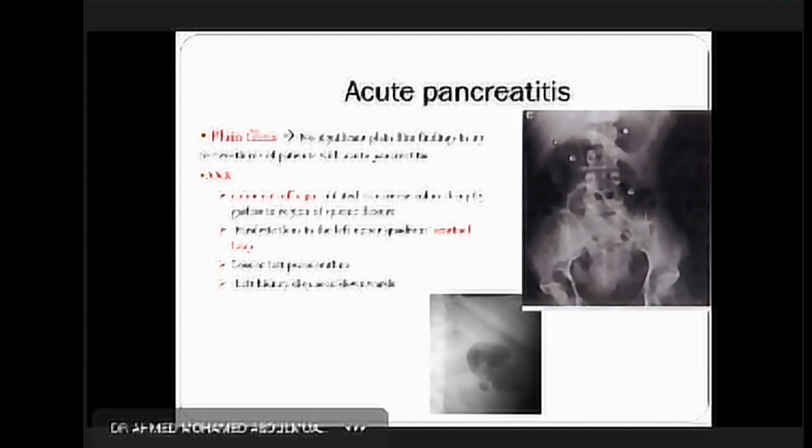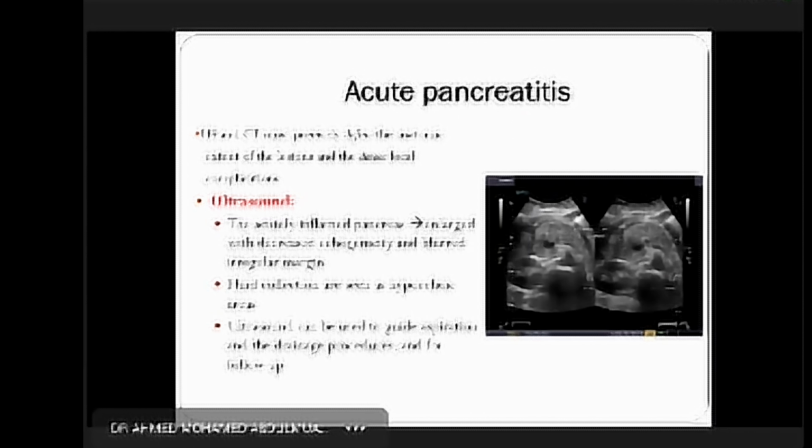So a sentinel loop, if you see it in the right hypochondrium, may indicate acute cholecystitis. If you see it in the right iliac fossa, it may indicate acute appendicitis. If you see the sentinel loop or localized ileus, which is segmental dilation of a bowel loop, in the left upper quadrant, you may think of acute pancreatitis. Sometimes also the psoas muscle on the left side will be obscured, and the left kidney shadow may be displaced due to the collection around the pancreas.